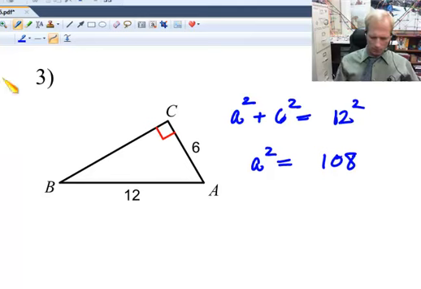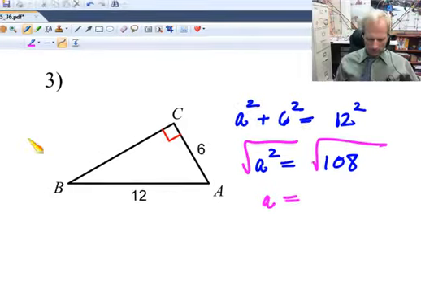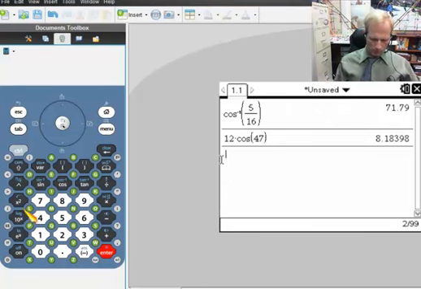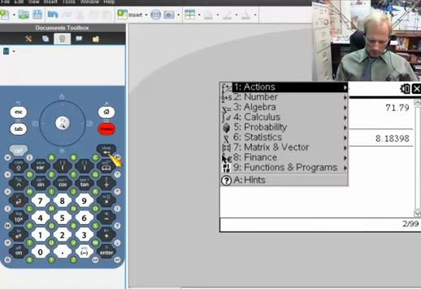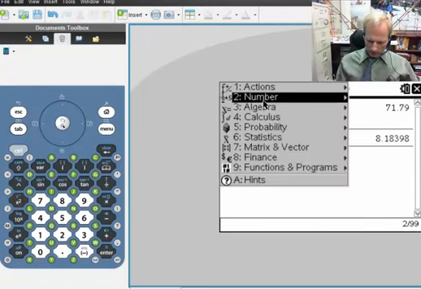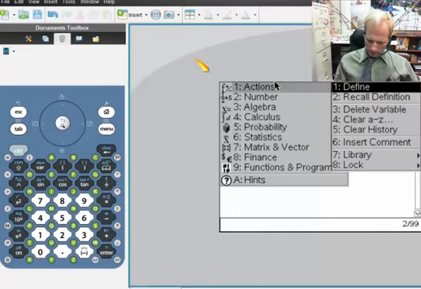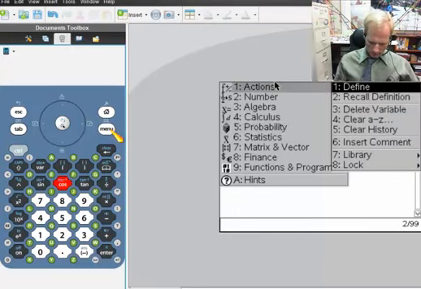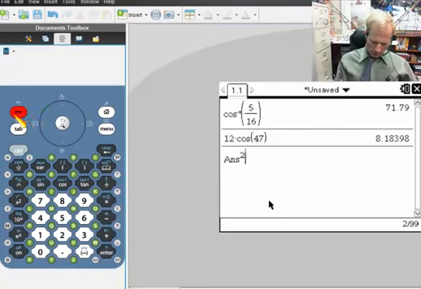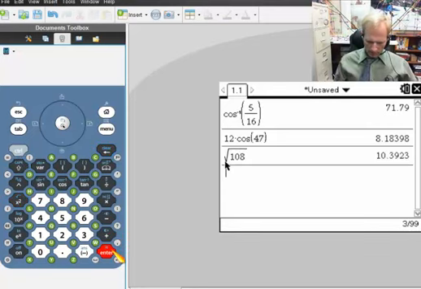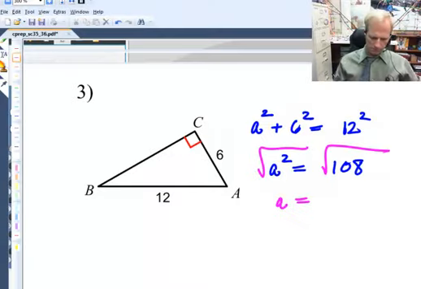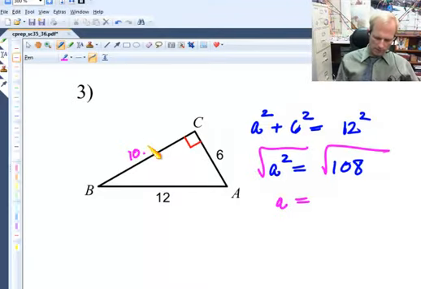And then I need to take the square root of both sides of the equation, and that gives me an a value of square root of 108. And I'm going to do that on my calculator. If I can get out of the menu here. There we go. So I'm going to do square root of 108. That gives me 10.4. So that's the third side length.